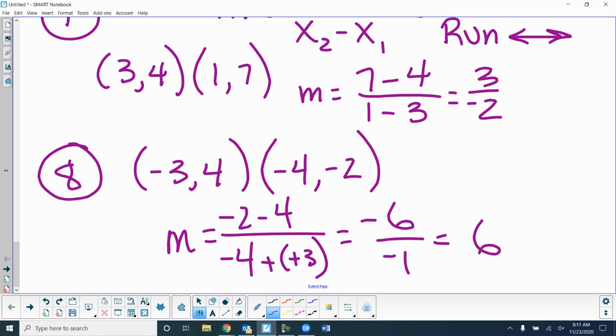9 through 12. 9, 10, 11, 12. You're supposed to find the equation of the line that fits all that stuff, whatever I give you.